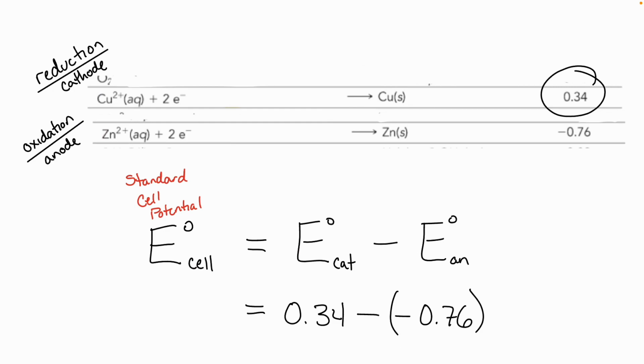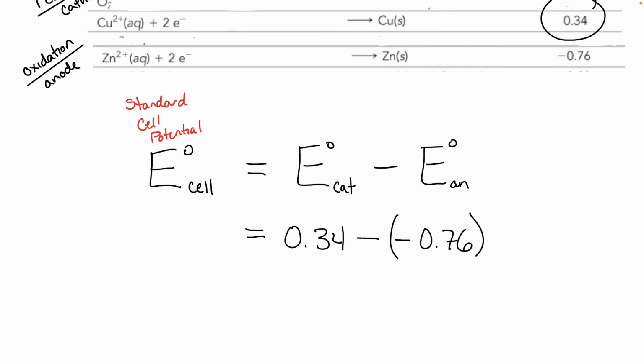Okay, notice that if we use this formula, we just pull the value from the table. We don't have to flip signs or anything like that. That's actually already taken care of for us by this minus sign right here. Anyways, you know what I'm saying. So we're just going to take the value listed at the cathode and subtract the value listed at the anode. All right, so since we're subtracting a negative, we're really adding it. We get 1.10.